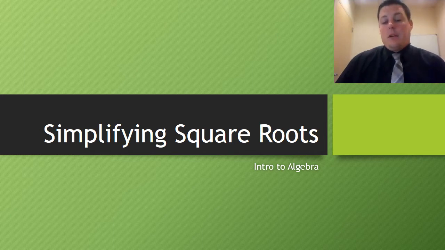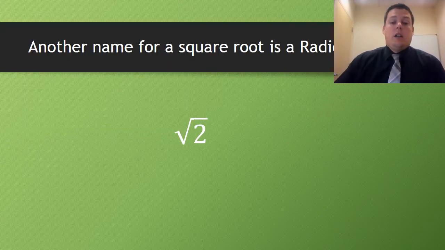Today's lesson should be pretty quick. We're going to talk about simplifying square roots. Another name for a square root is a radical. For those of you who may have been born or been to the West Coast, a radical is a cool thing. Here it's something that is math oriented, and we're going to get to learn it.